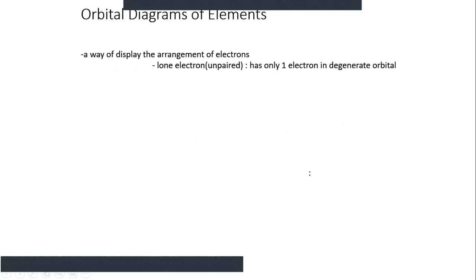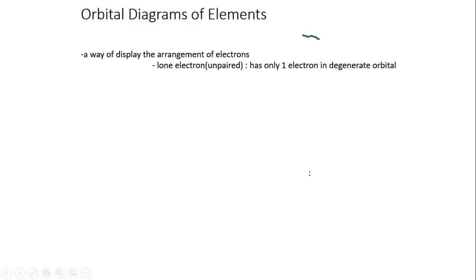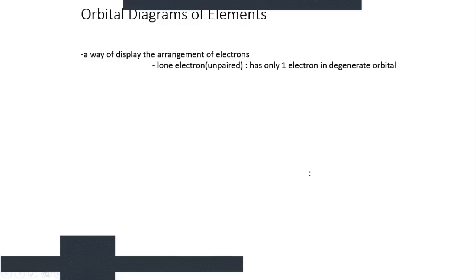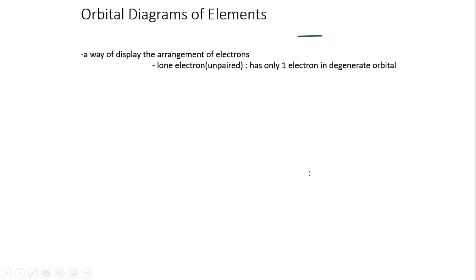So if we draw the 1s orbital, a lone electron would look like this. That's a lone electron, or an unpaired electron. When you put another electron in the orbital, now it's paired electrons. So orbital diagrams are a good way to know which elements have lone electrons.